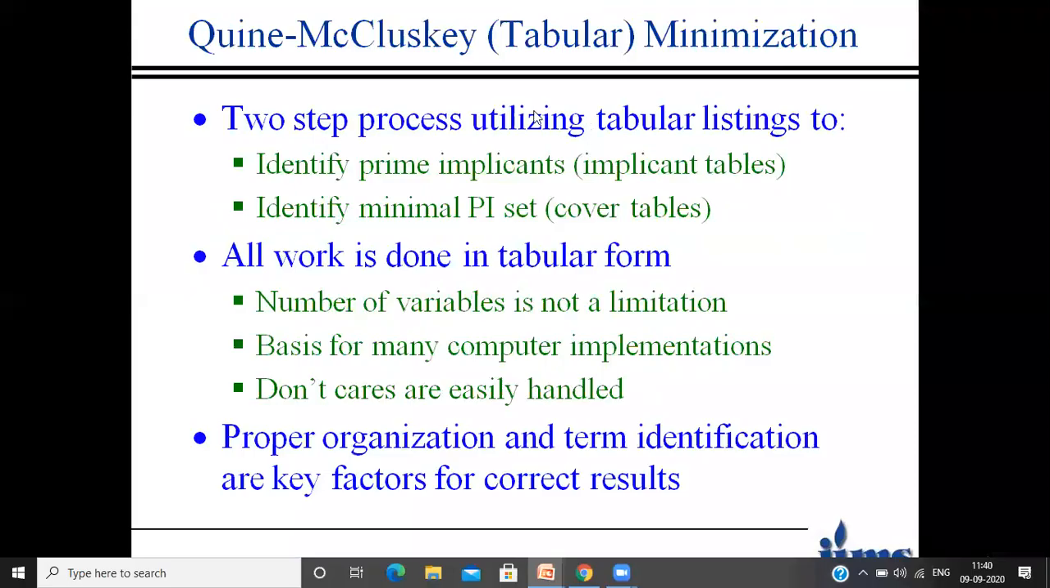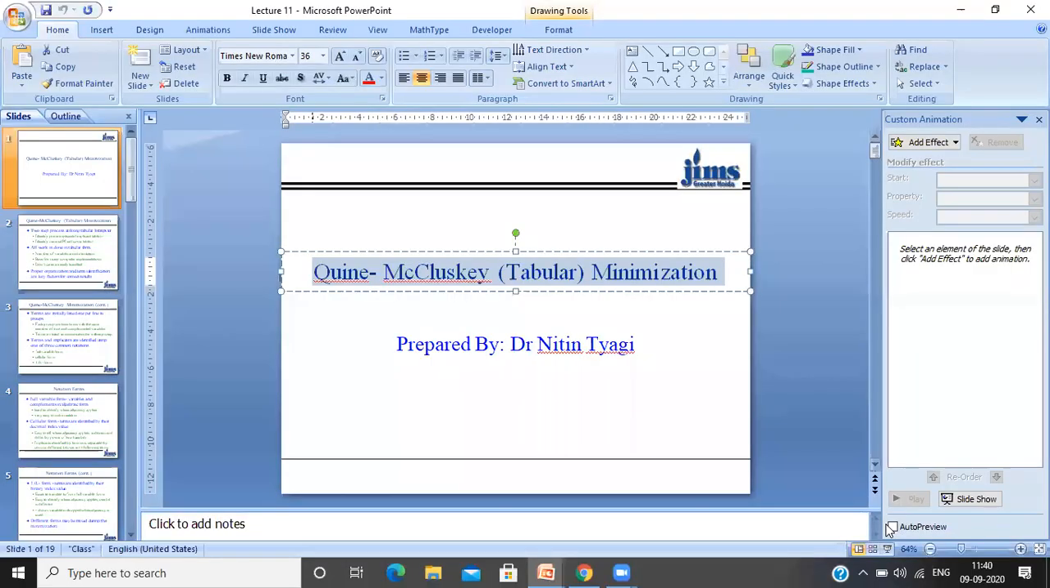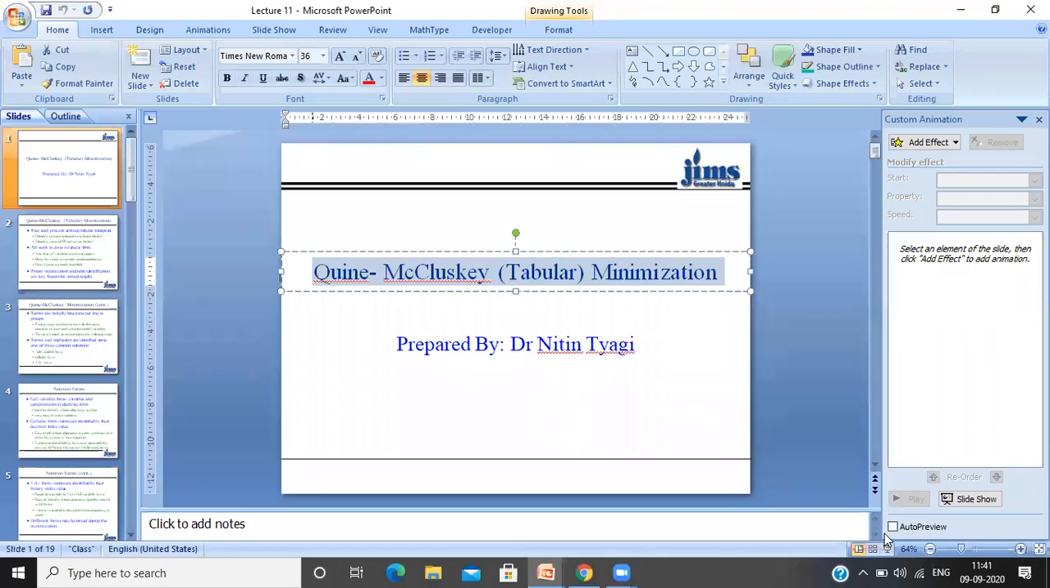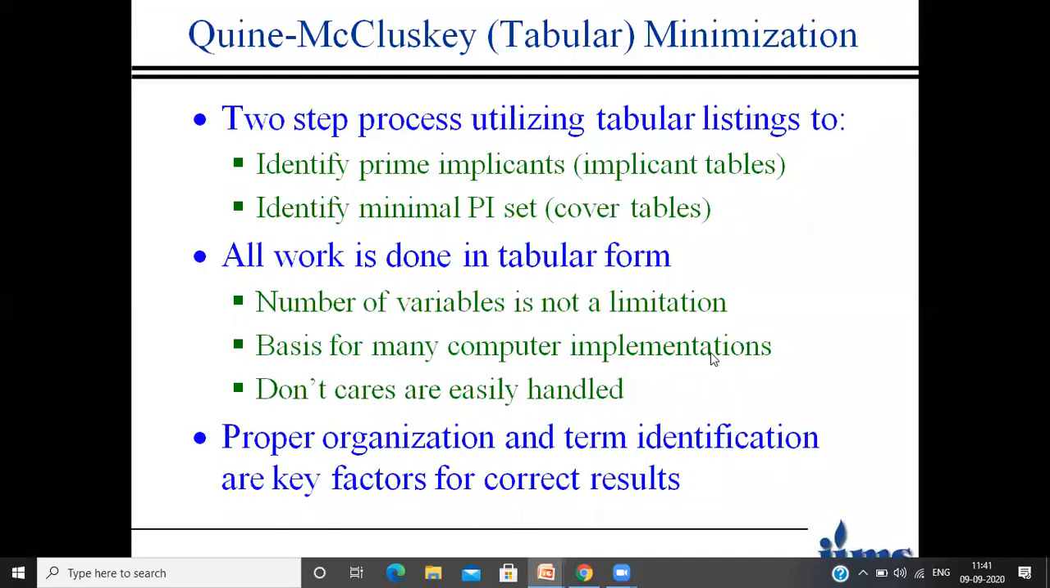Now, Quine-McCluskey minimization. We have a two-step process utilizing tabular listing for identifying prime implicants, that is called the prime implicant table, and identifying the minimal prime implicant set. So we have to make two different tables. The first table is the implicants table, and the other one is the prime implicant table.